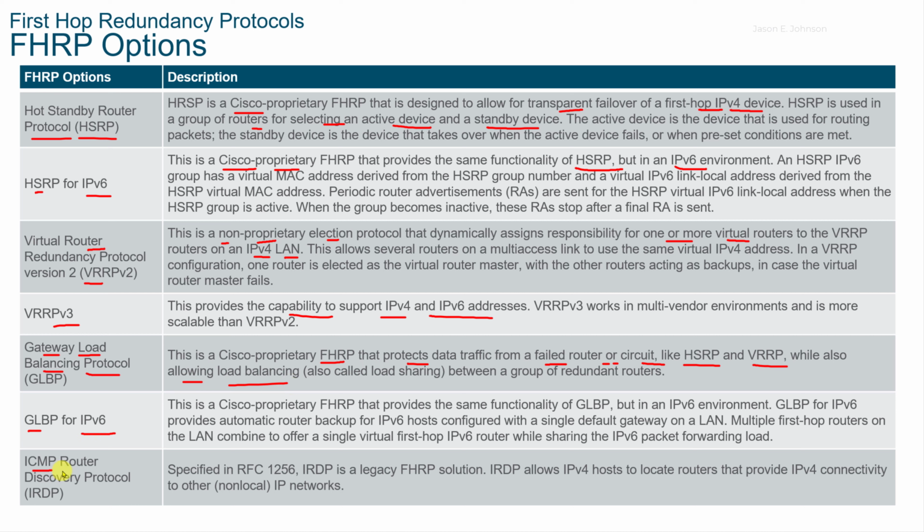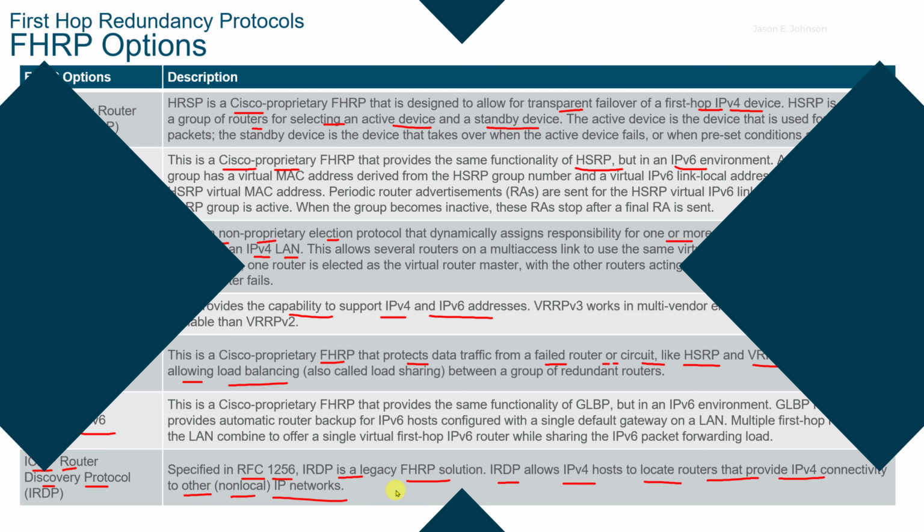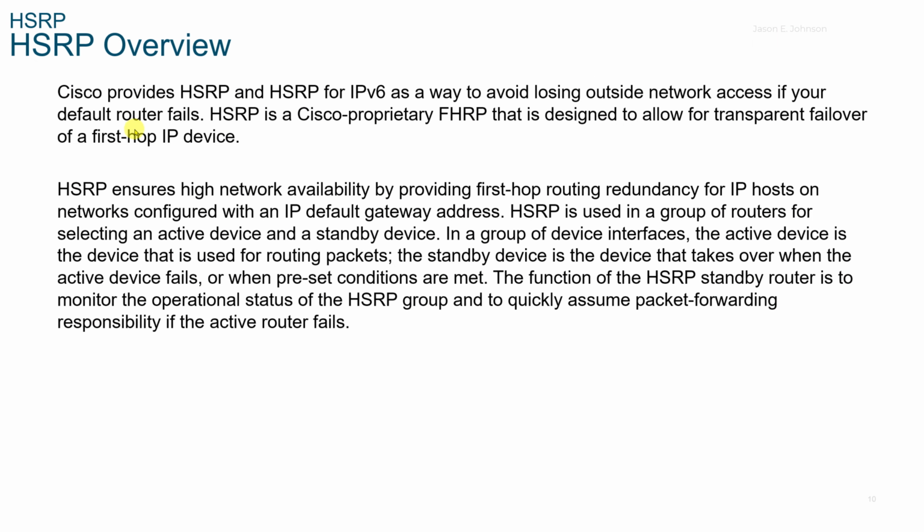And then you have ICMP Router Discovery Protocol, or the IRDP. That's specified in RFC 1256. It's a legacy protocol. It allows for v4 hosts to locate routers that provide v4 connectivity to other non-local IP networks.